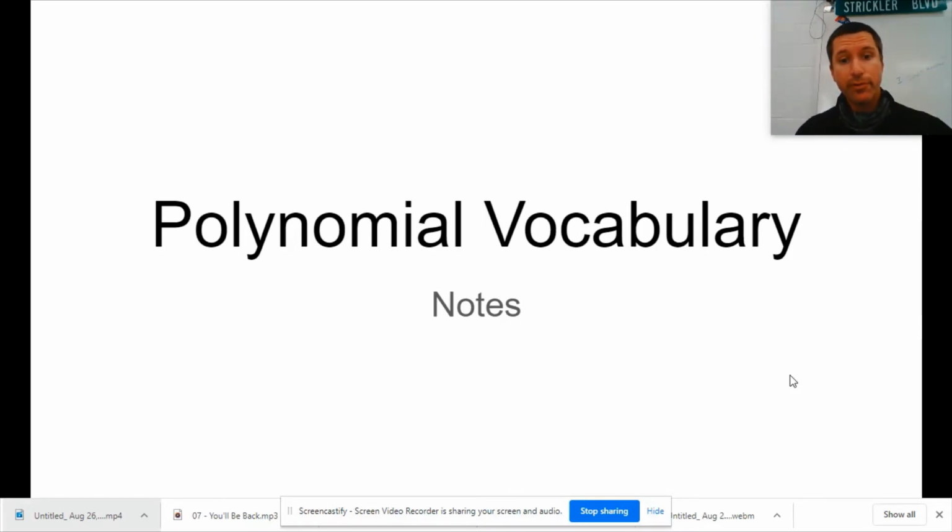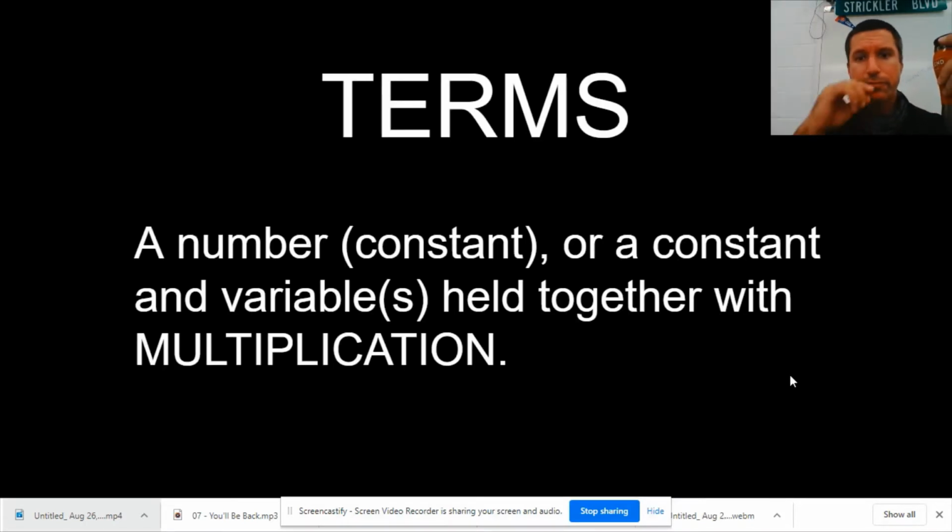Let's get into it. Polynomial vocabulary. Take good notes. This is a review of last year, but you kind of need this to set up function families so we know what we're talking about and there's a common language between us. Okay. So the first word you need to write down is terms, and you should know this one.